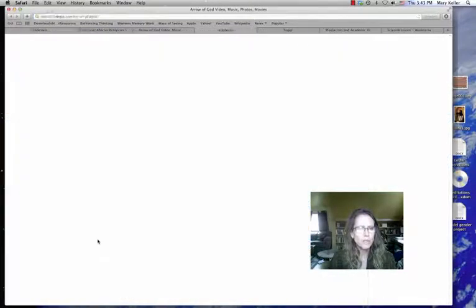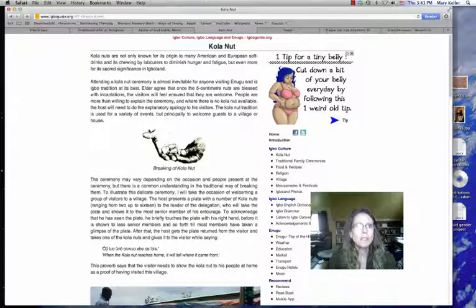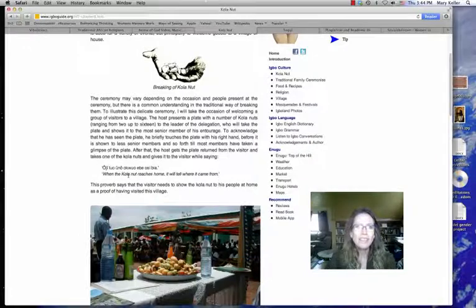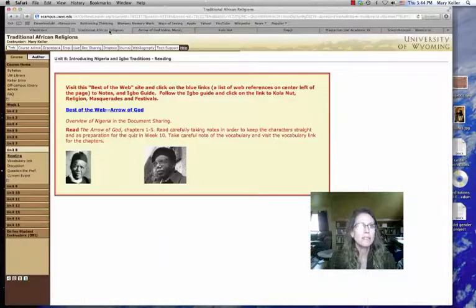If we go to the Igbo guide, it brings us to insight into Igbo culture, Igbo language, and Enugu. And if you head over here to the kola nut discussion, don't you hate those little ads? Anyway, here is a lovely description of the meaning and import of the transfer of a kola nut from one person to another. A very significant and enduring practice among the Igbo is the kola nut as the initiation of a proper conversation. So let's go back from here.